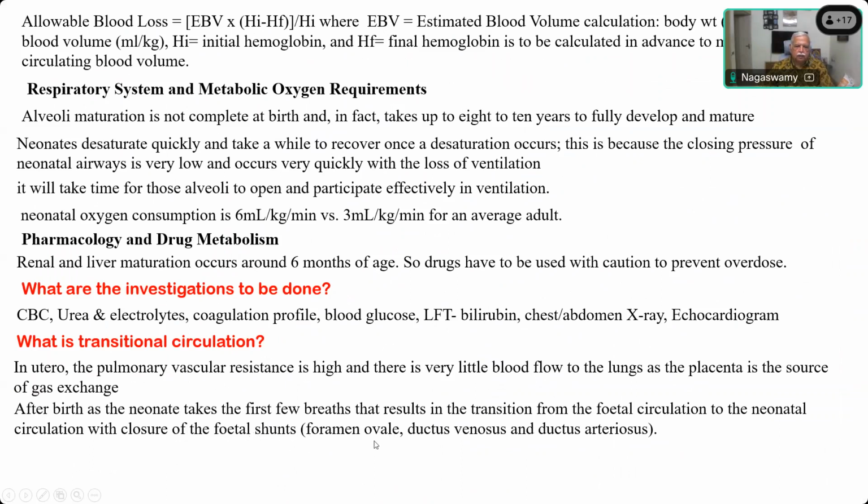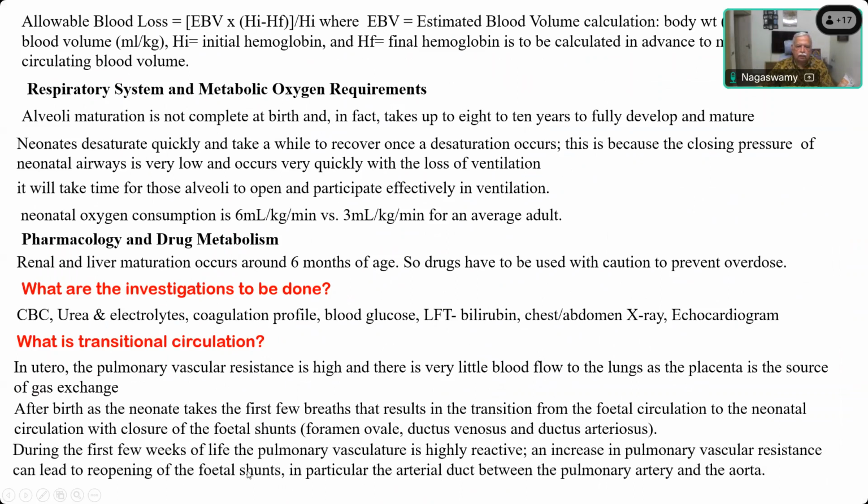There are 3 shunts: foramen ovale, ductus venosus, and ductus arteriosus. Out of these, the ductus arteriosus usually remains patent for the first 48 hours, but after that it starts closing by functional method. But the structural closure takes a longer time. So because of this possibility of the opening of the ductus arteriosus, what can happen?